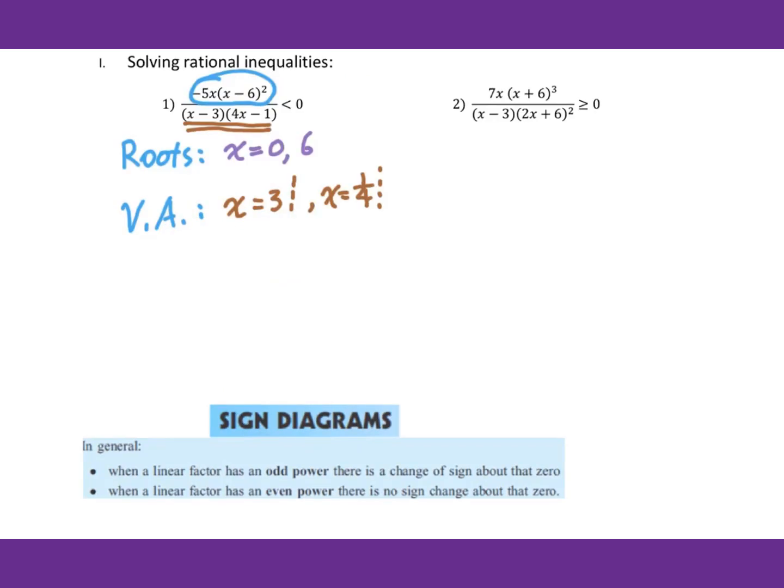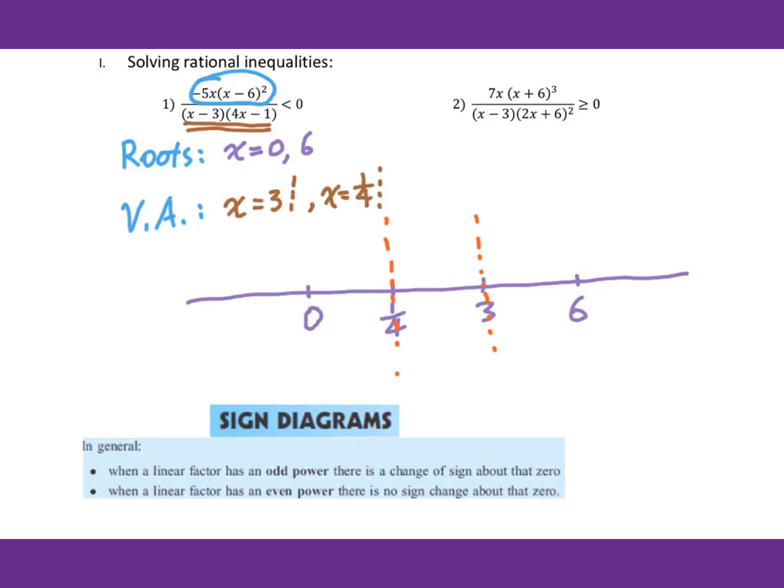Then we need to draw a number line. List roots and vertical asymptote lines from the least to the greatest: 0, 1/4, 3, 6. 3 is a vertical asymptote line. 1/4 is a vertical asymptote line.